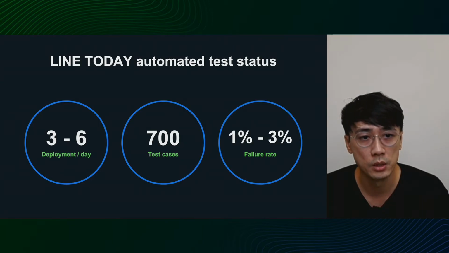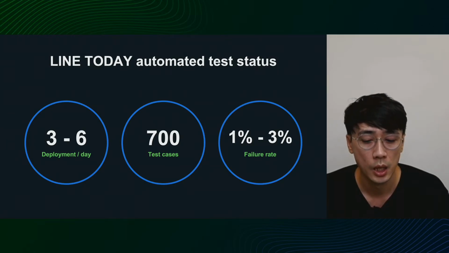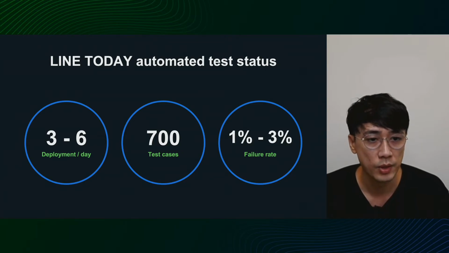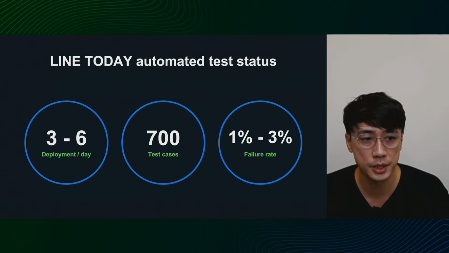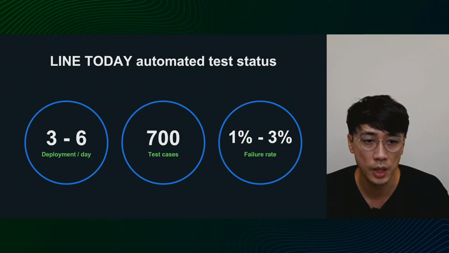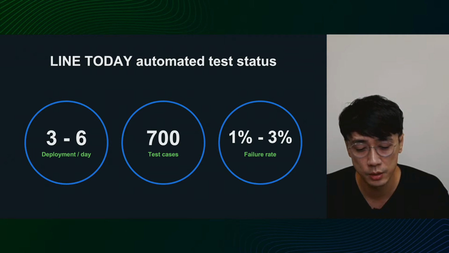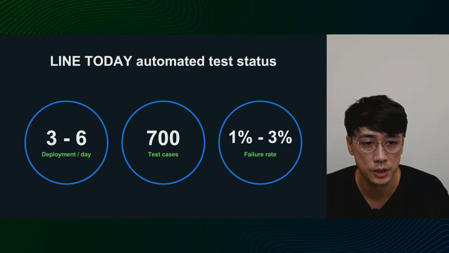LINE Dev Day deploys the build an average of 3 to 6 times per day, and we have over 700 test cases to execute for regression. It means we execute 42,000 test runs per day. Even though LINE Dev Day has high stability testing, we still have an average 1% to 3% fail rate. It means we did not know whether those cases found bugs or flakiness.